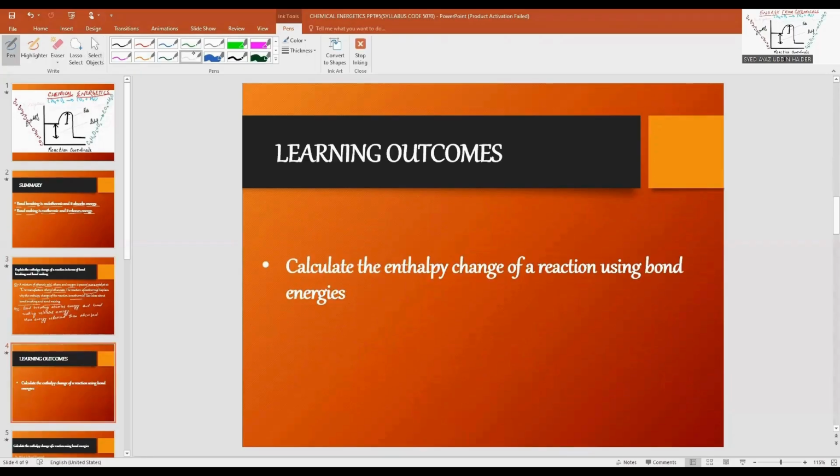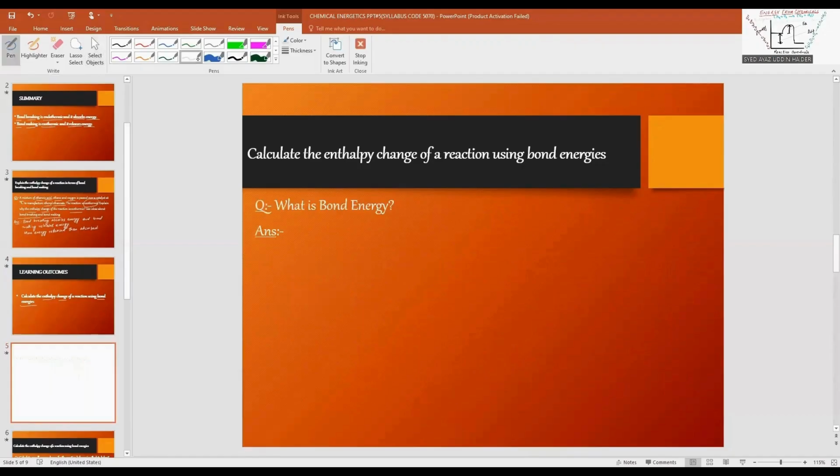Now let's see the learning outcomes for today's lesson. Calculate enthalpy change of reaction using bond energies. In this lesson, I will talk about two things. First of all, I will start with the definition of bond energy. Then I will teach you how you are going to calculate the enthalpy change for a reaction using bond energies data from a table which will be provided to you in the exam.